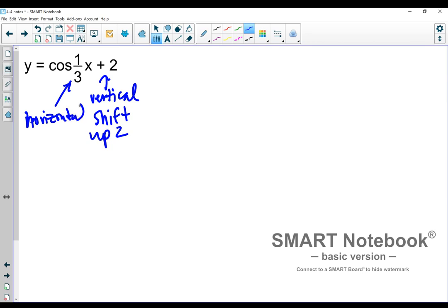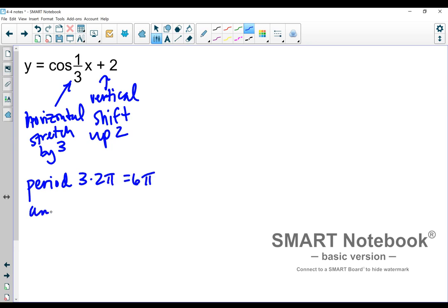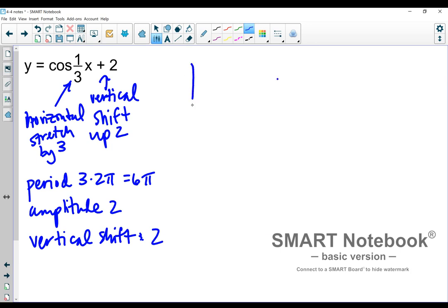Horizontal stretch by 3. So my period is going to be 3 times 2 pi, which is 6 pi. Amplitude is still 1. And my vertical shift is 2. All right, so let's go ahead and graph. So always doing that parent function first.